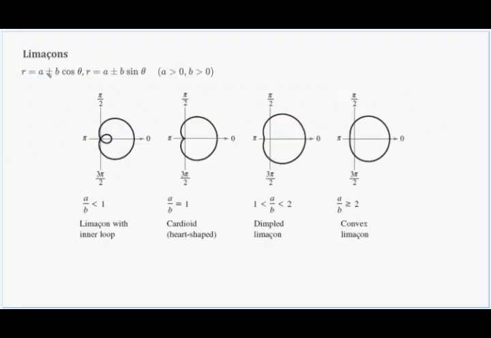So if we're in the form of a plus or minus b times cos theta, or a plus or minus b sine theta, a and b are both positive. If a divided by b is less than 1, we get a limacon. It's got this little swirl that comes into the sort of circle shape. If a divided by b is 1, it's a cardioid, or a heart shape. You know, we got a little dent right there. If a divided by b is between 1 and 2, it's a dimpled limacon. So we just got that little dimple there. And then if a divided by b is greater than 2, it's a convex limacon. So it's almost a perfect circle shape.